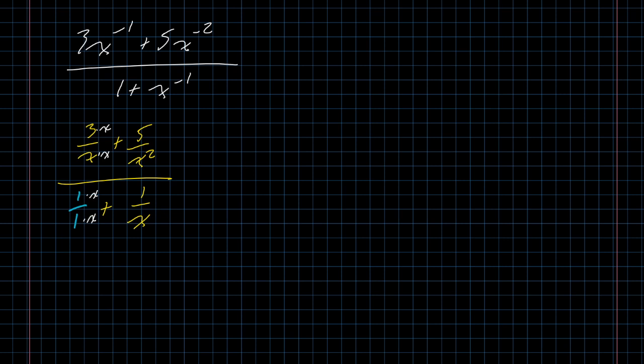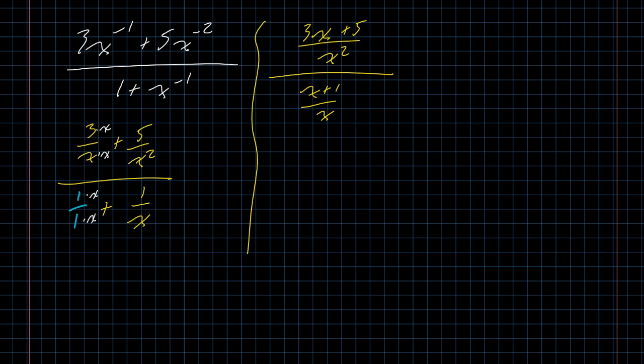Once I have done that, I can find my common denominators. I can rewrite the rational. The numerator is 3x plus 5 all over x squared. The denominator is x plus 1 all over x. It is a fraction that has fractions in it.